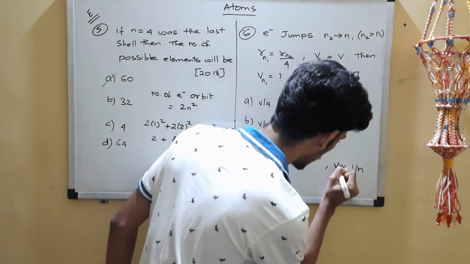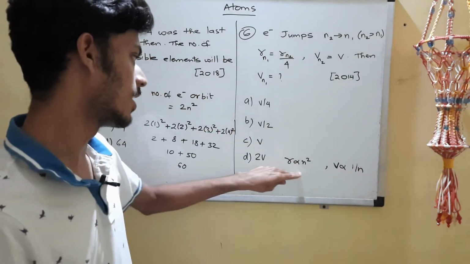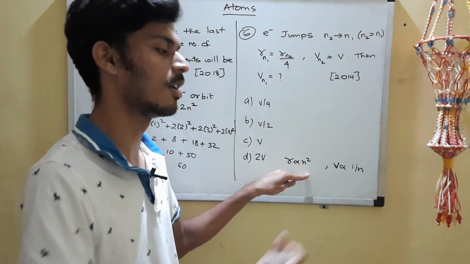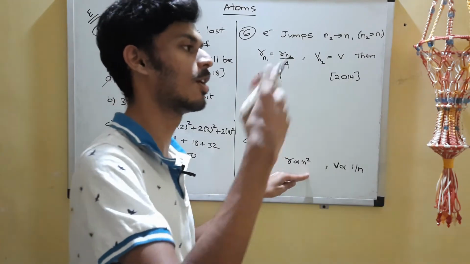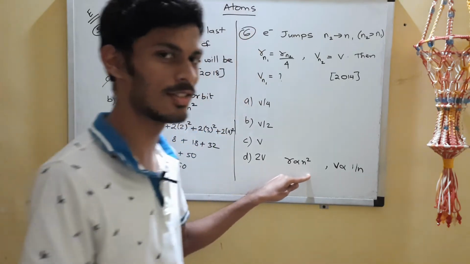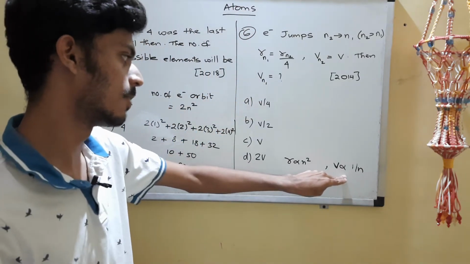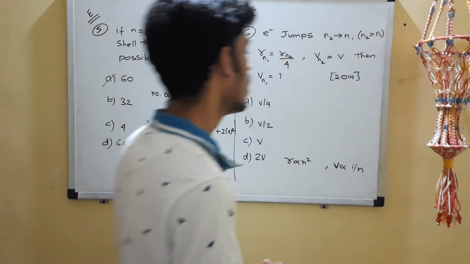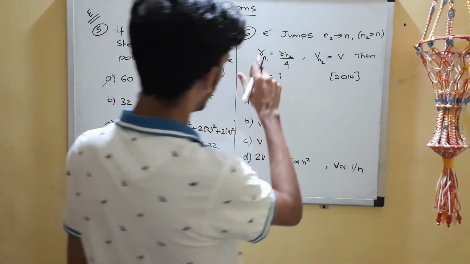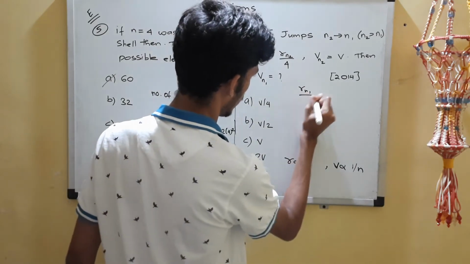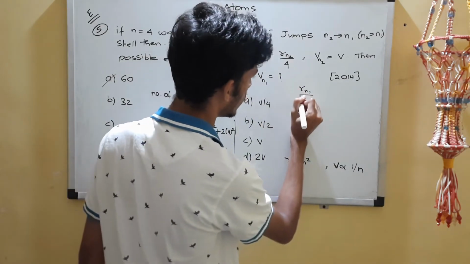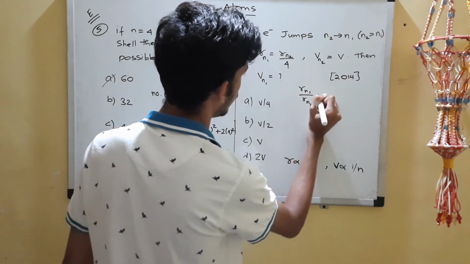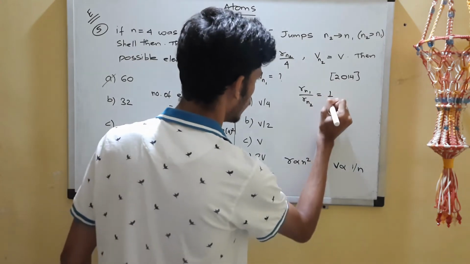So the thing that we are going to use is this relation. R is directly proportional to n square, all others were constant, n square h square epsilon naught upon pi m z e square. And in similar fashion, your velocity is inversely proportional to n, all others were constants. So from this relation I can write the radius of n1 by radius of n2 is 1 by 4.